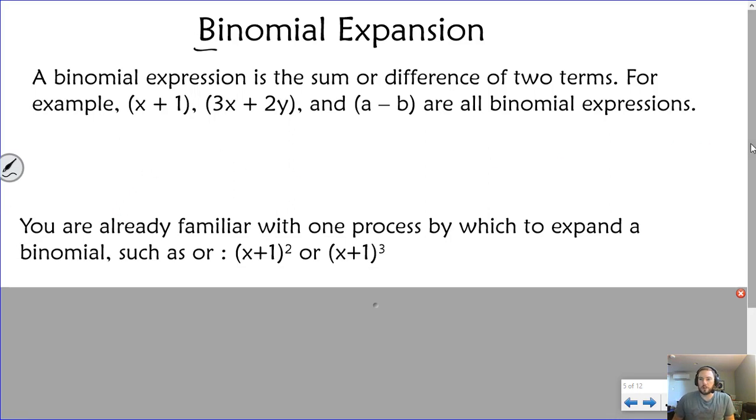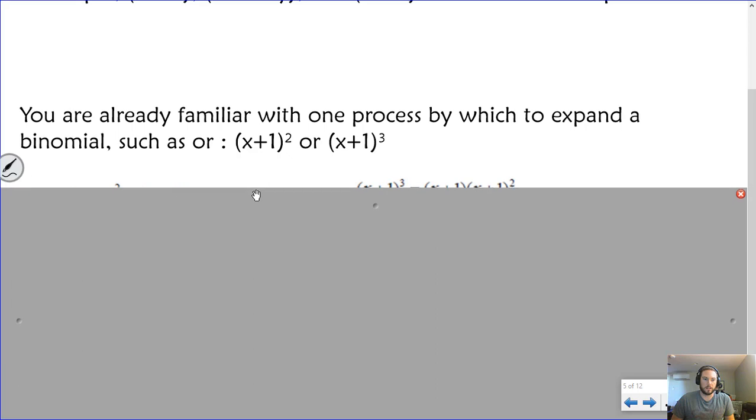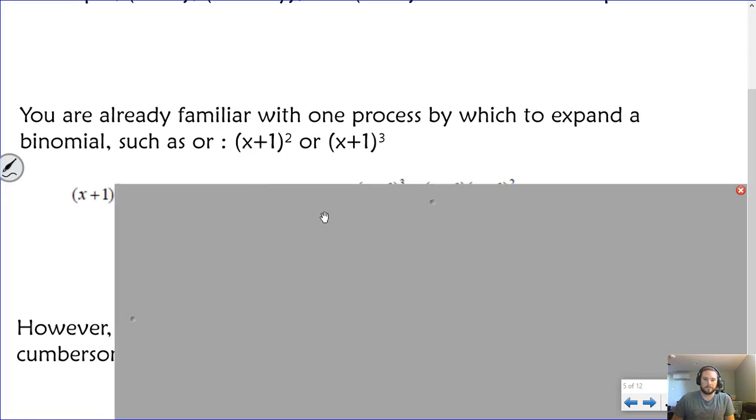So we should already be familiar with one process in which we want to expand binomials, right? x plus 1 squared. We've done that. We've been doing that for a number of years now. You might have seen the acronym FOIL to help us remember how to do this, but basically instead of writing x plus 1 squared, we write it as x plus 1 times x plus 1, right?